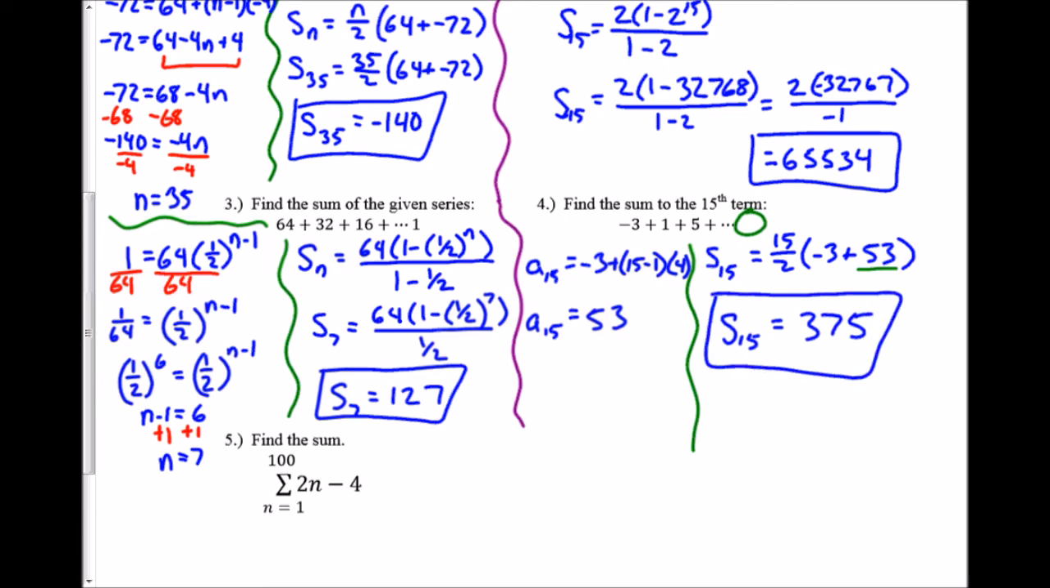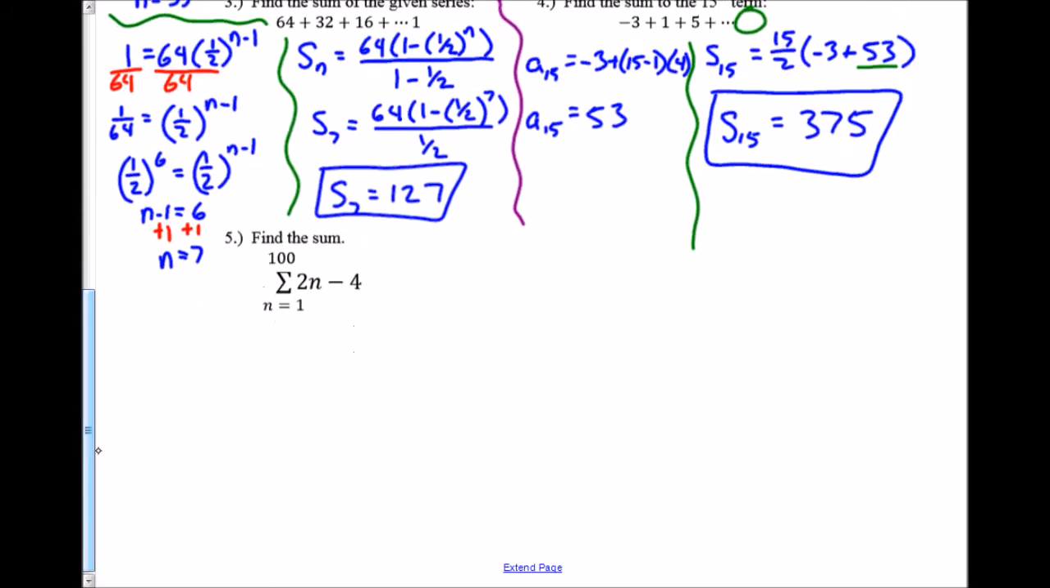All right. For these, remember with sigma notation or summation notation, this is my starting value down here. This is my stopping value. So I start by plugging in a 1. When I plug in a 1, I get a negative 2. And then I plug a 2 in. That gives me a 0. I plug a 3 in. That gives me a 2. I plug a 4 in. That gives me a 4. And I would keep going until I plug in a 100. When I plug in a 100, I get a 196.